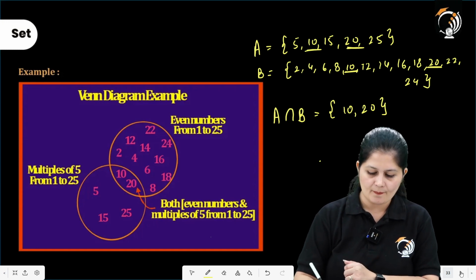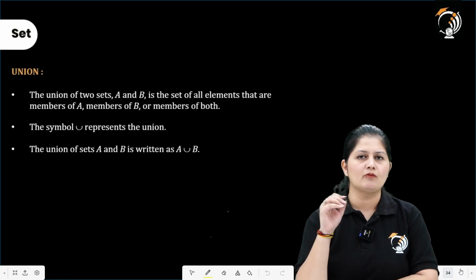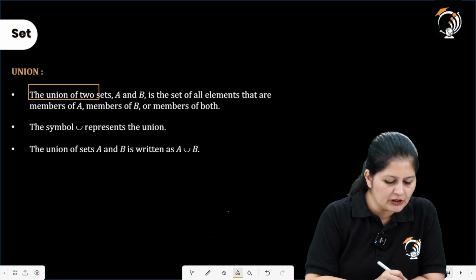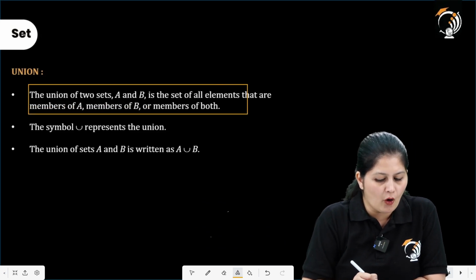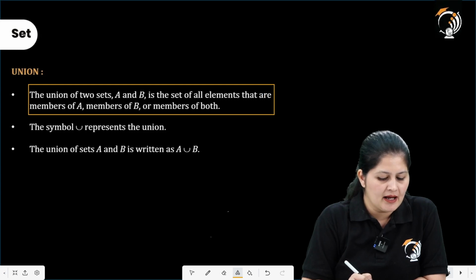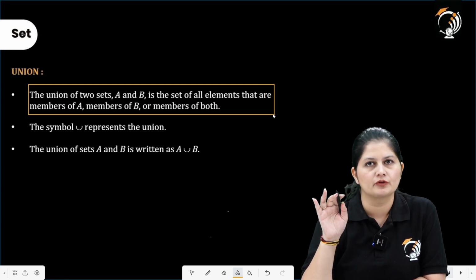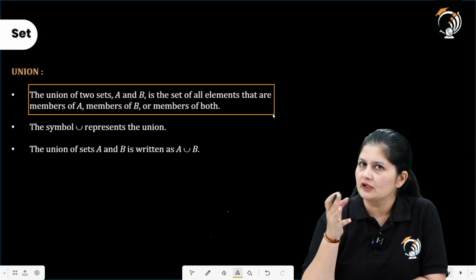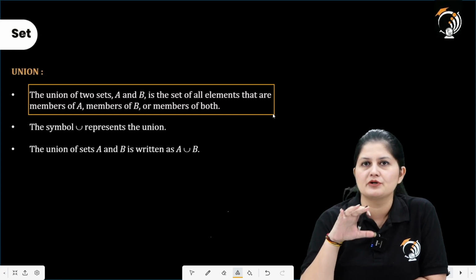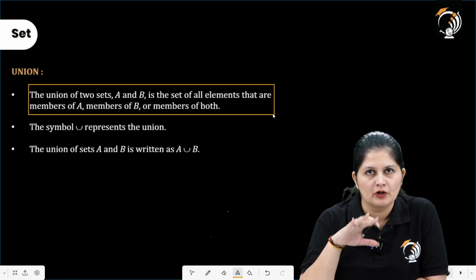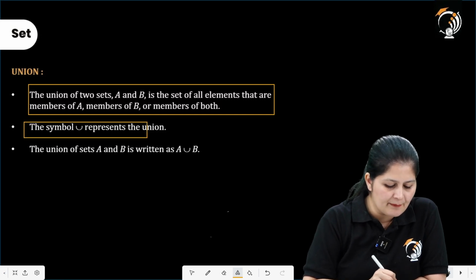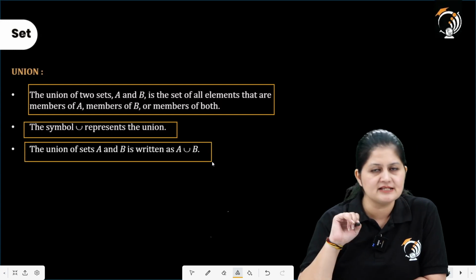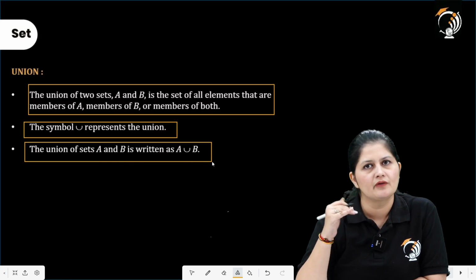Further, let's come to the topic of A union B, which says the union of two sets A and B is a set of all the elements that are members of A, members of B, or members of both. So, A union B includes all the members of A, all the members of B, and the common members of A and B as well. The symbol ∪ represents the union. The union of two sets A and B is written as A ∪ B. This is how we represent it.